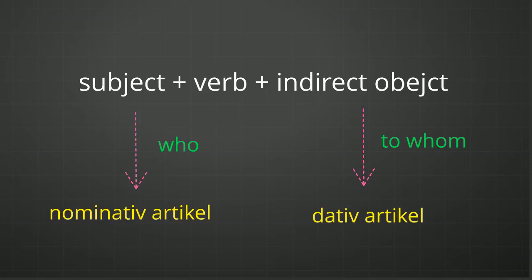Now, at this indirect object position, if you are writing any noun with a negative article, then that negative article should be dative in order to change that object into dative case.